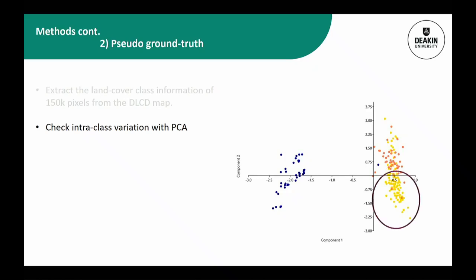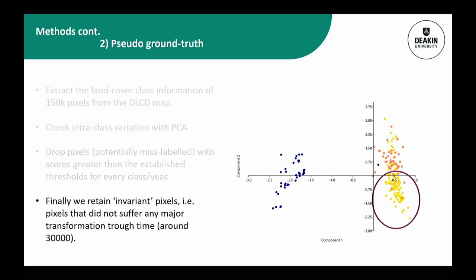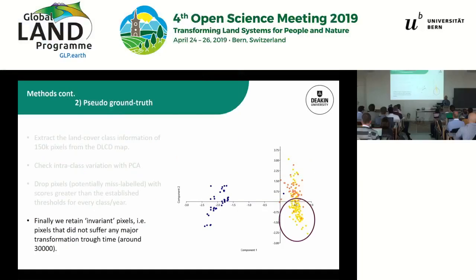So we established different thresholds for every class for dropping the potential mislabeled pixels, those pixels that we believe might have a higher uncertainty of being mislabeled. We established different scores for every class, and we drop all the points with scores higher than those thresholds. In this example, we kept only the points inside the circle, and we drop all the rest of the points. We did this for every year and every class, and finally, we retained the invariant pixels.